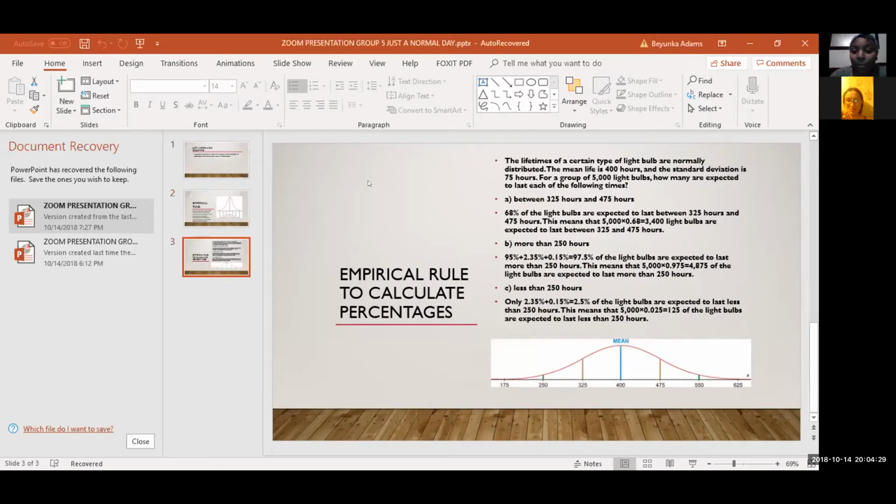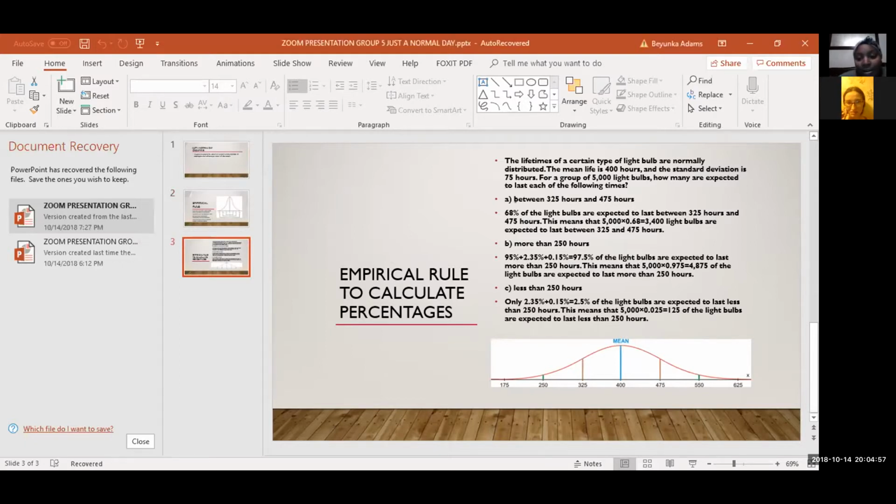And what I had here was an example of the empirical rule and percentages. It was about the lifetime of certain types of light bulbs and how they are normally distributed. The mean life is 400 hours and the standard deviation is 75 hours. For a group of 5,000 light bulbs, how many are expected to last each of the following times?